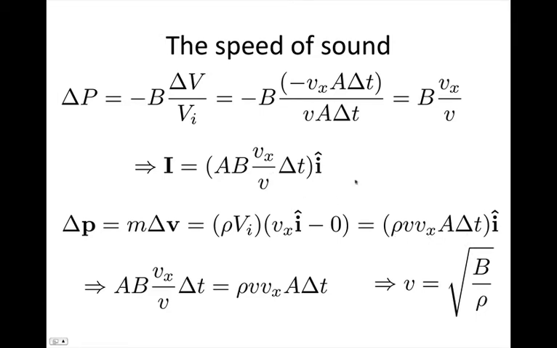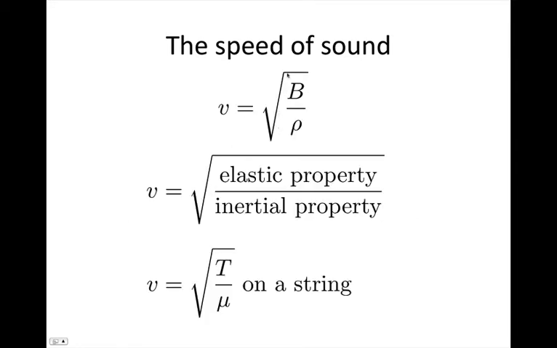So now what we can do is just equate these two because of impulse. So we've got A B vx on v delta t is equal to rho v vx A delta t. Almost all of it cancels out, the delta t's, the vx's, the A's, and we end up with v, the velocity of the sound in the medium, is equal to the square root of the bulk modulus over the density. So v is equal to the square root of B over rho.